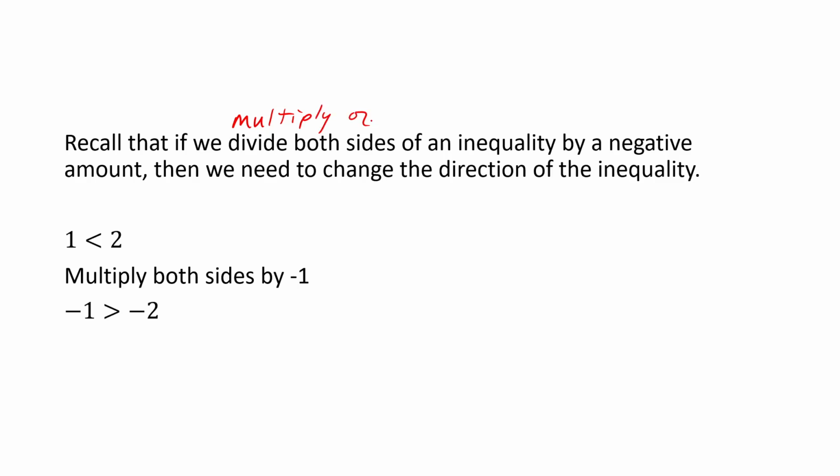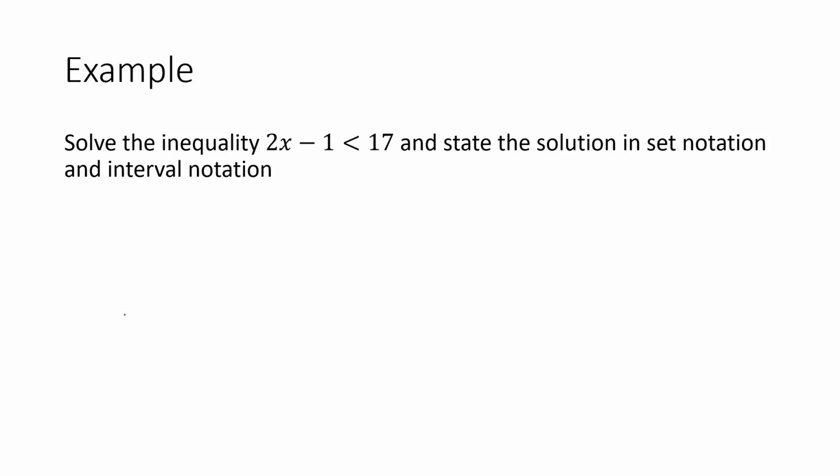So we know that 1 is less than 2, but if we multiply both sides by -1, we know that -1 is greater than -2. So notice that we change the direction of the inequality operator.